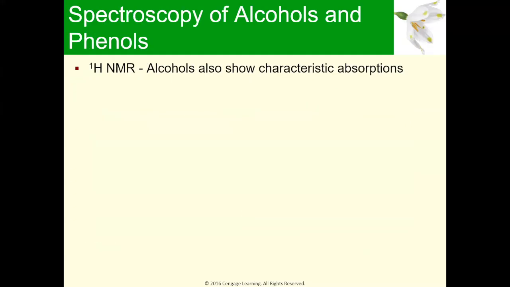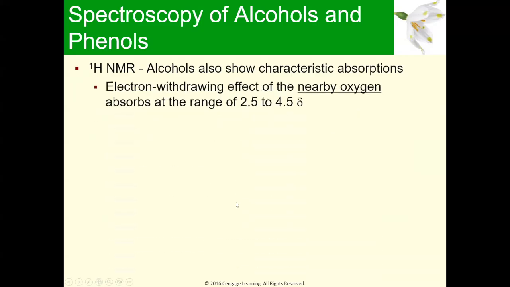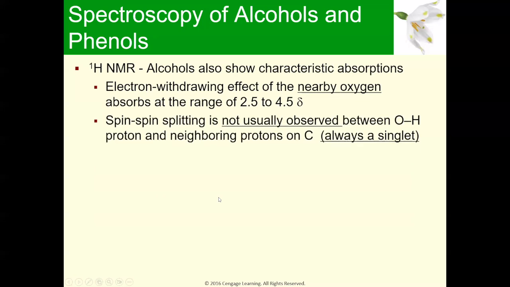Okay, so that's IR. So now let's talk a little bit about NMR. And alcohols do show some characteristic peaks in NMR as well. So one thing to remember is that because oxygen is electronegative, it shifts peaks for the hydrogens downfield because it is electron withdrawing, which causes deshielding.